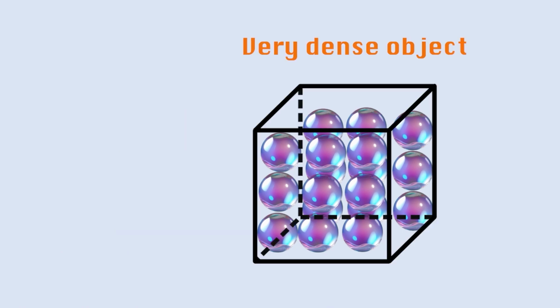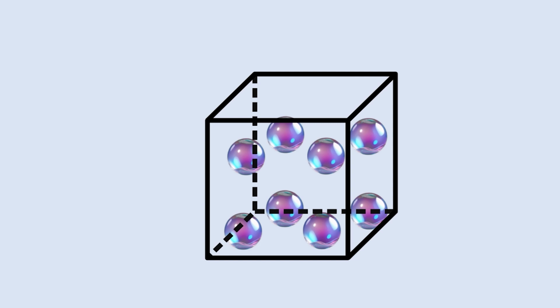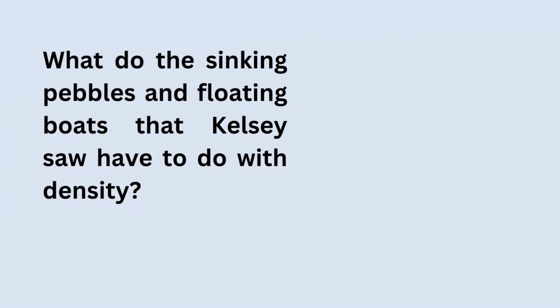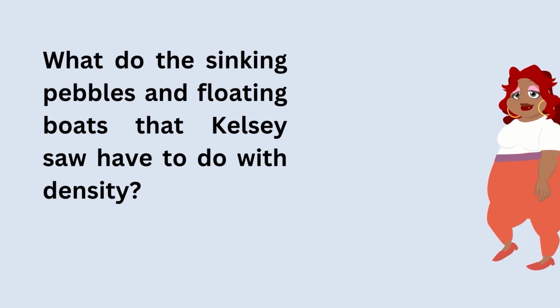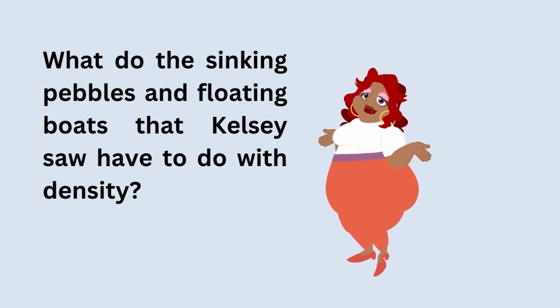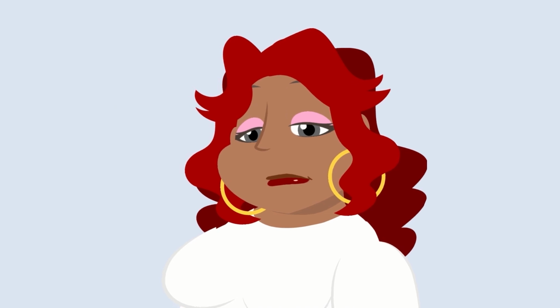If an object is very dense, it means a lot of particles are packed tightly together in a small space. If an object is not very dense, it means the particles are spread out more and there's more empty space between them. Now you may ask, what do the sinking pebbles and the floating boats that Kelsey saw have to do with density? Well, less dense objects float and denser objects sink.